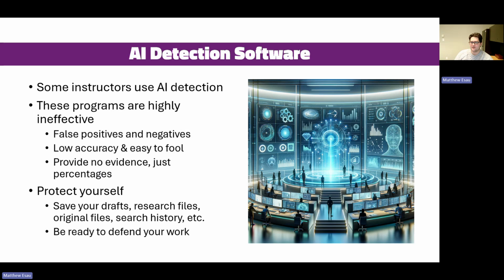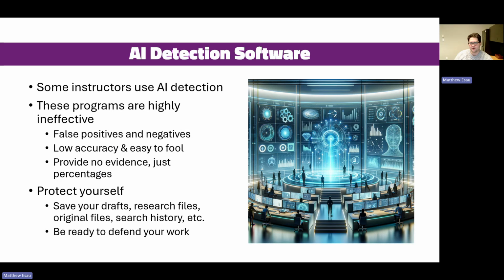Another caveat is AI detection software. SATE has directed its instructors not to use AI detection software. It is very unreliable, and it leads to lots of situations where you might accuse a student of plagiarizing when they have not. There are still going to be a couple of instructors out there who think it's helpful to use this software, but all the research shows that it's really unreliable. As I mentioned, false positives and negatives, but also very low accuracy and easy to fool.